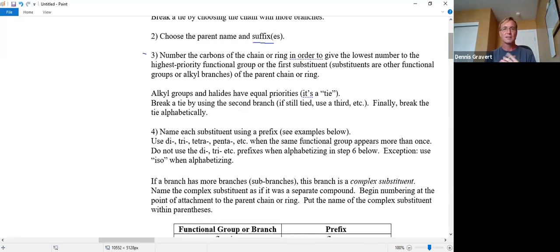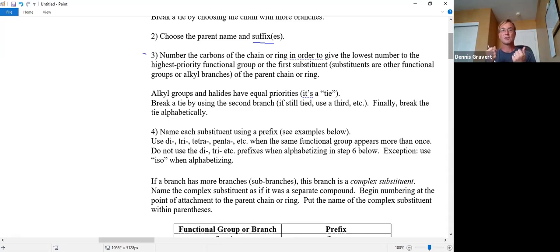and kind of confusing. By committee vote, what they decided is that they said, hey, alkyl groups, alkanes, and halides have equal priorities. Meaning if you're trying to find the most important functional group and you have alkane branches and halides, they're equal priority.